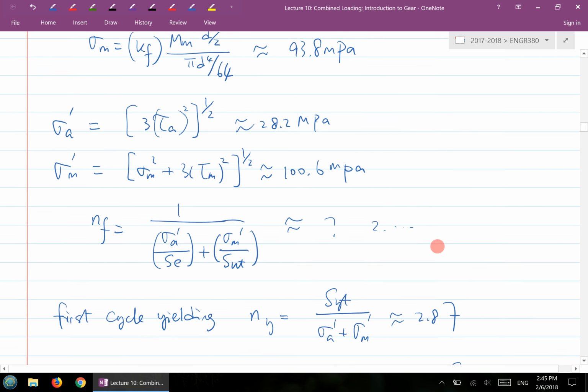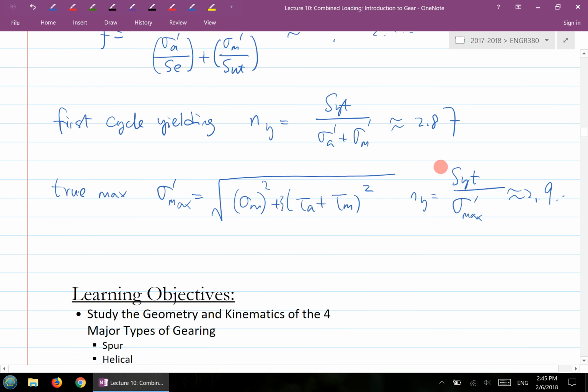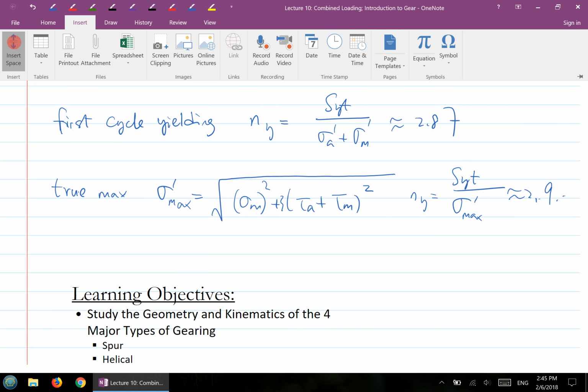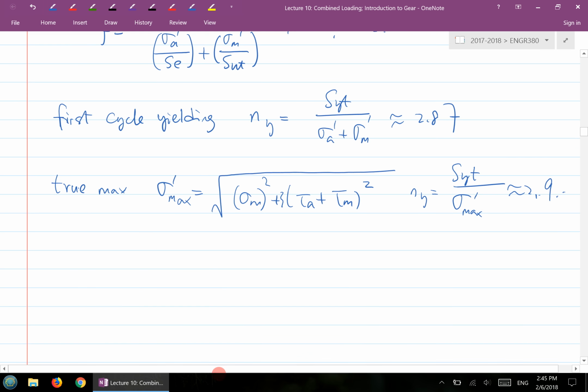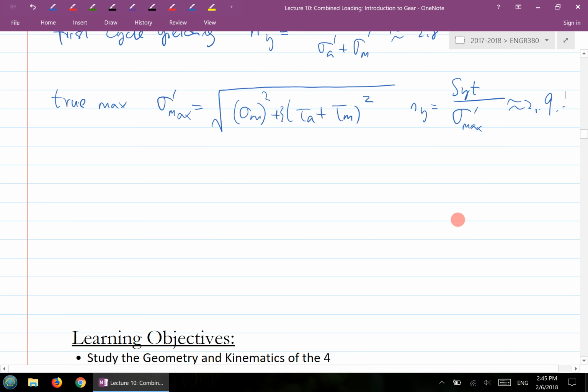Okay, any questions? So that essentially finishes what we have learned so far in terms of the failure theories for both the static and fatigue loadings.